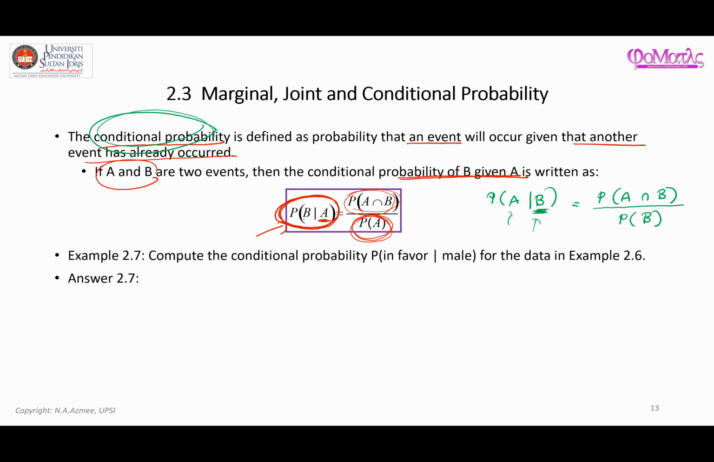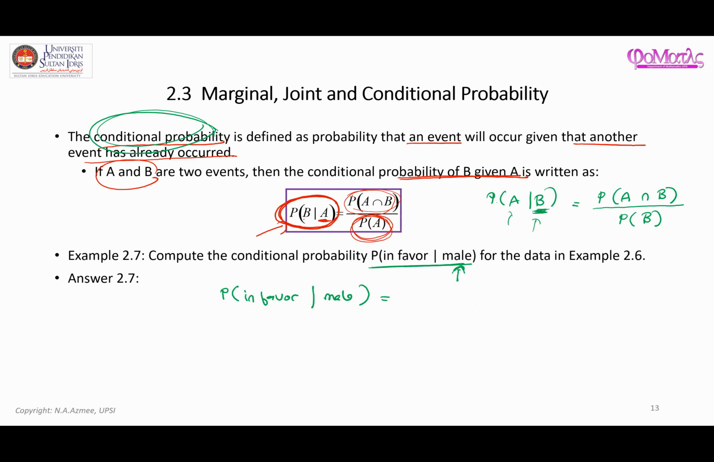Okay, so as an example, compute the conditional probability in favor given male. So we know that this event has already happened. So we should be able to tell what's the probability of that person being a male. Okay, and therefore this can be written as probability in favor given that person is a male.